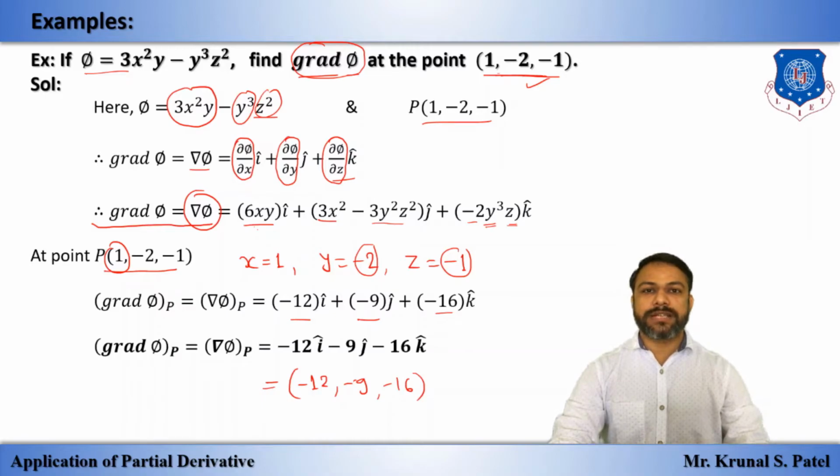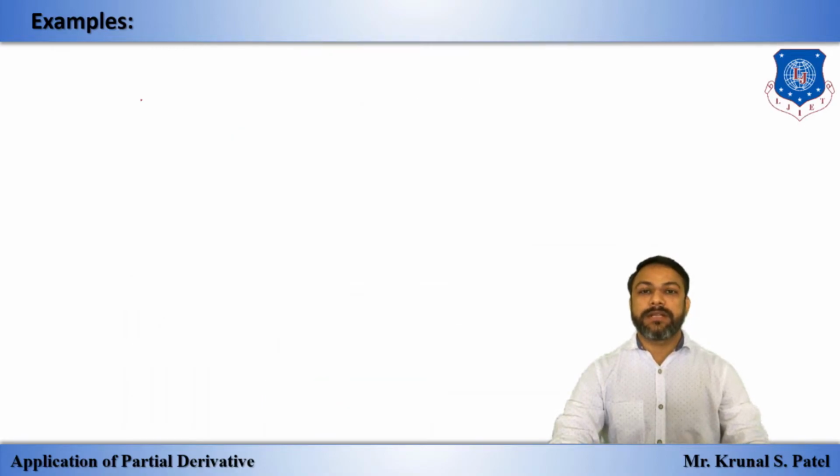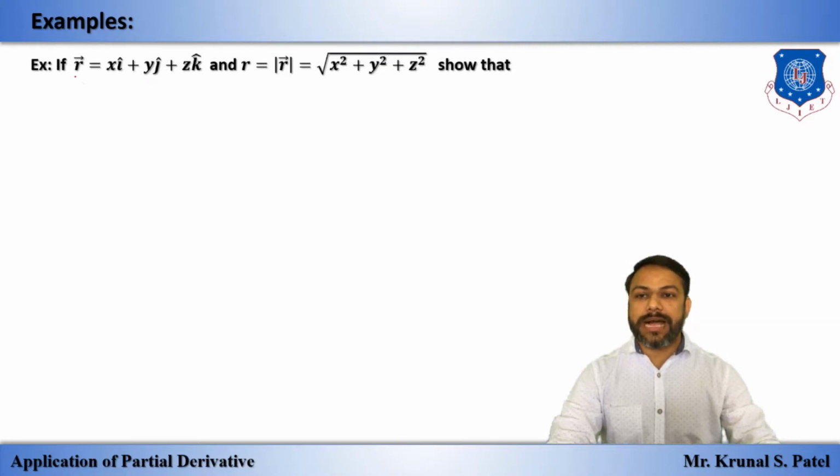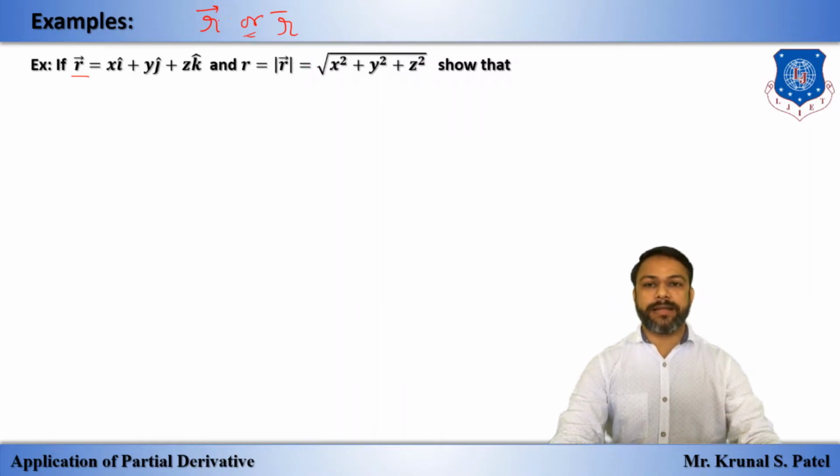Okay, now let's start with one more example. If vector r, written as r or r bar also, so you can write this or this. So vector r is xi plus yj plus zk. Whenever I say that I'm using i, j, k, that means i cap, j cap, and k cap, because we know that i, j, k are unit vectors in the direction of the x-axis, y-axis, and z-axis respectively.